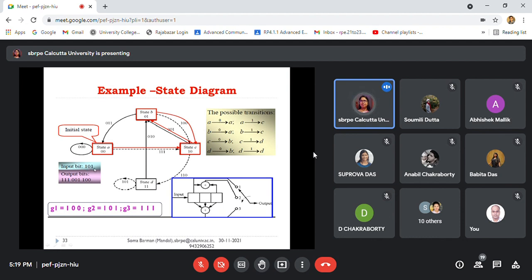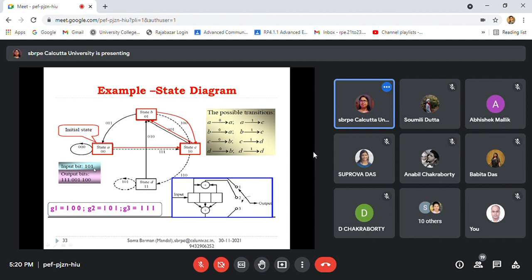So how do you encode the information? Suppose the state definition and this structure are given. From that, you draw the state diagram first. Then, whatever the input is, 1 0 1 or 1 1 1 or 1 1 0, you can easily encode the information.